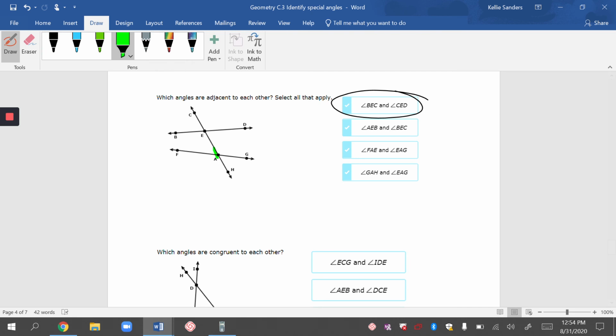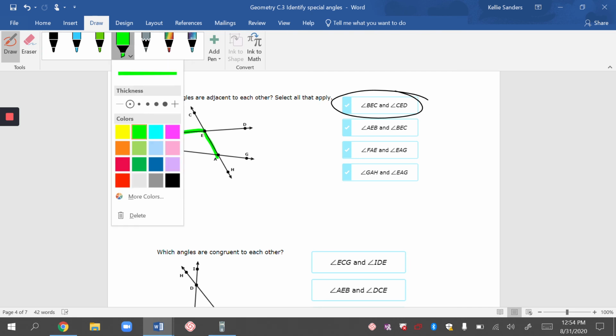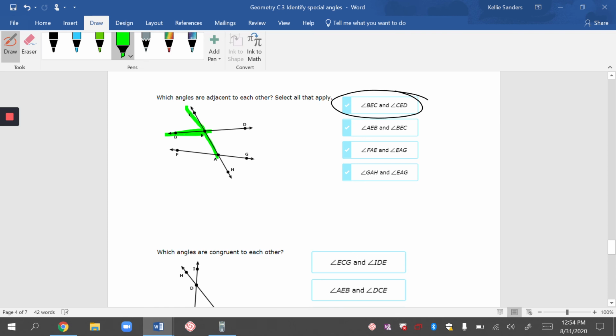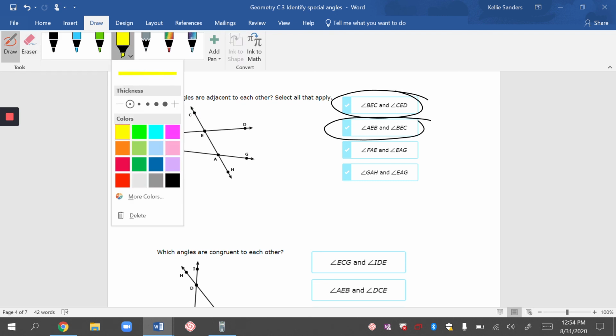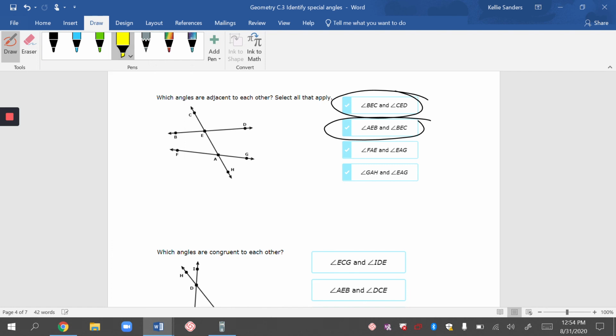AEB and BEC. See how the green went over the green? This side is in both of them. They are adjacent. They are connected. FAE, EAG. Side is connected, so that's true.